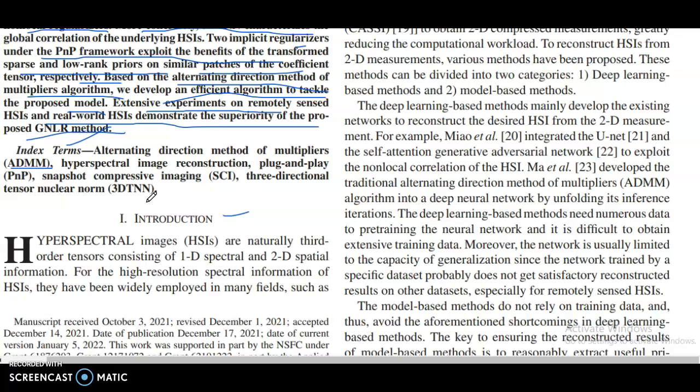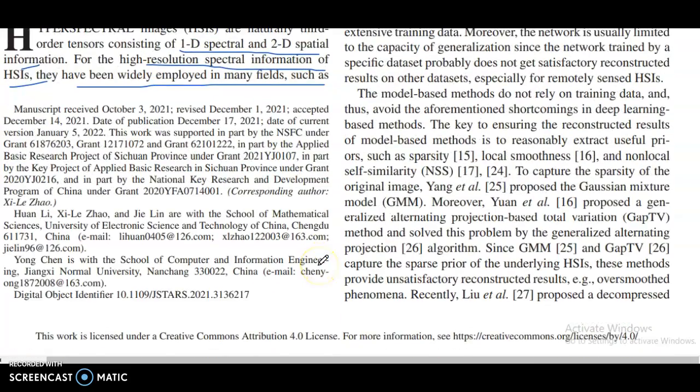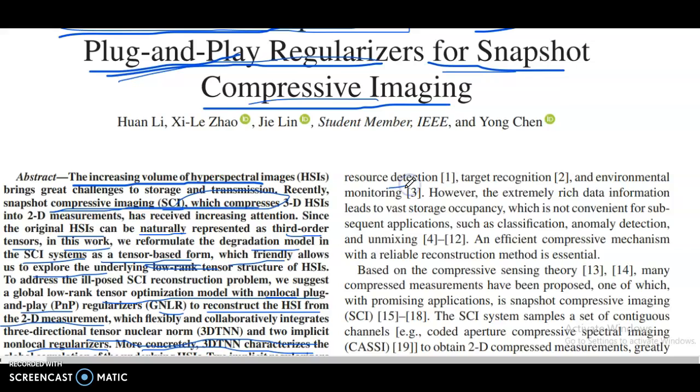Hyperspectral images are naturally third-order tensors of one-dimensional spectral and two-dimensional spatial information. For the high-resolution spectral information of HSIs, they are widely employed in many fields such as resource detection, target detection, and environmental monitoring. However, the extremely rich data information leads to large storage occupancy, which is not convenient for subsequent applications such as classification, anomaly detection, and unmixing, and an efficient compression mechanism with a reliable reconstruction method is essential.